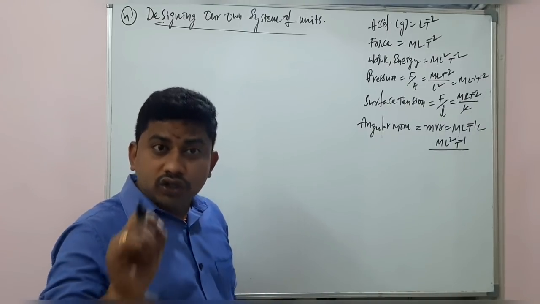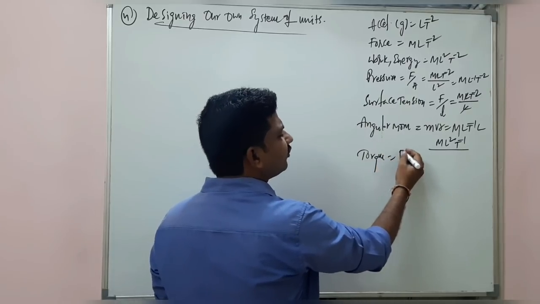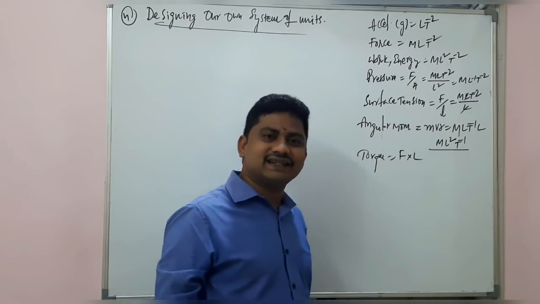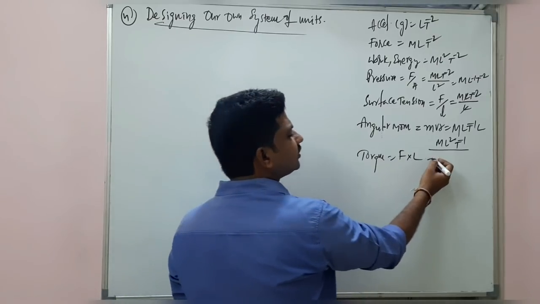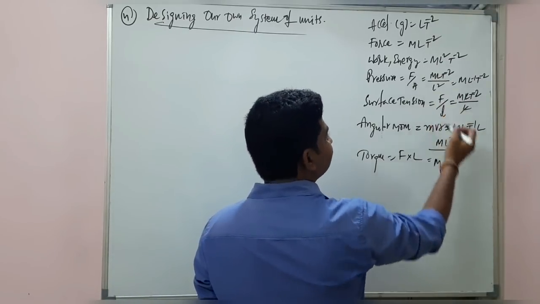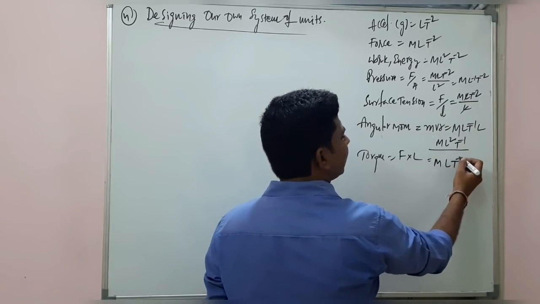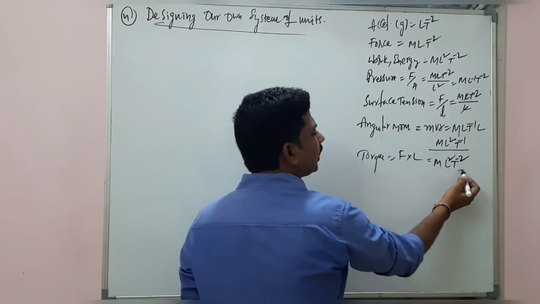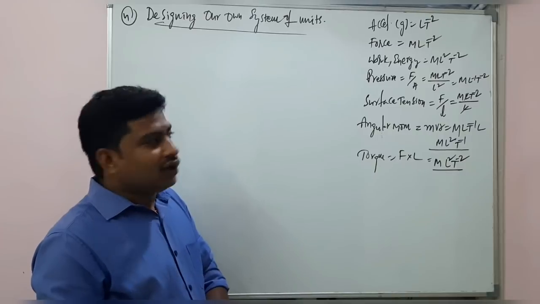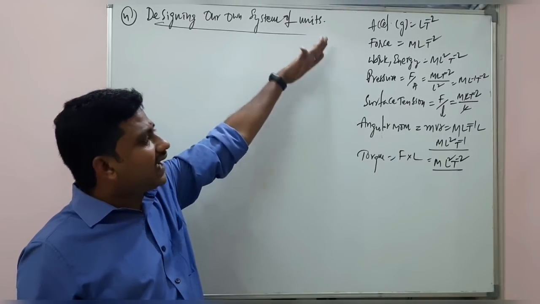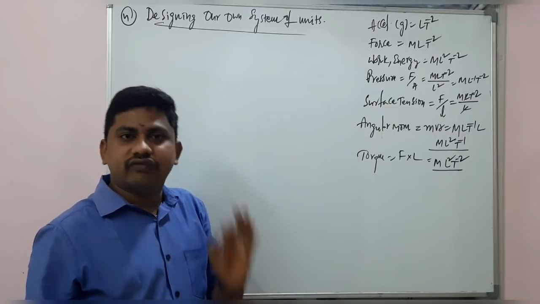Alright. Torque, let's see one more. Torque is equal to force into perpendicular distance. Whatever it may be, it is distance, so I wrote force into distance. Force is MLT^-2 into distance L, so ML^2T^-2. Like this, we have learned so many physical quantities and their dimensional formulas so far.